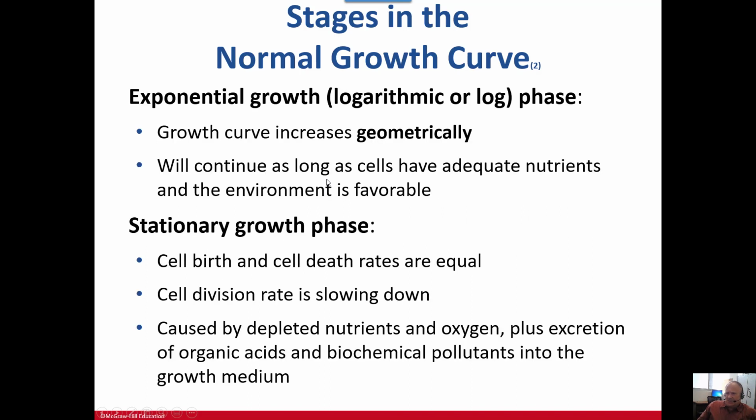The exponential growth is the actual log phase, or the logarithmic phase, and that's where the growth occurs geometrically. In other words, we're wide open. These are multiplying just as fast as possible, ultimately coming into what they refer to as a stationary phase, where the cell birth and death rates are equal.